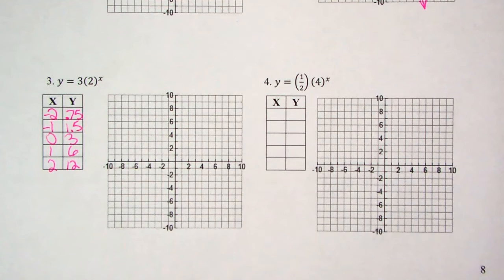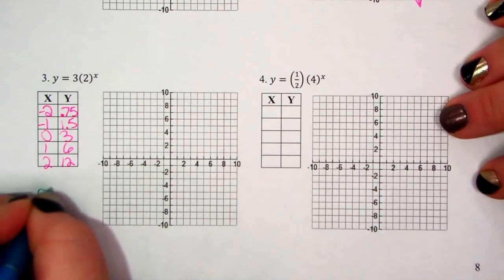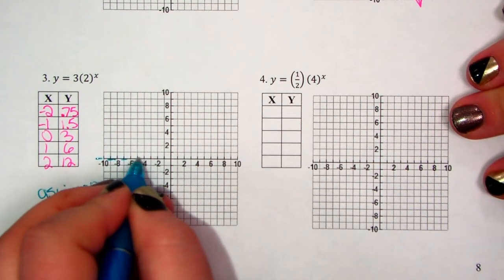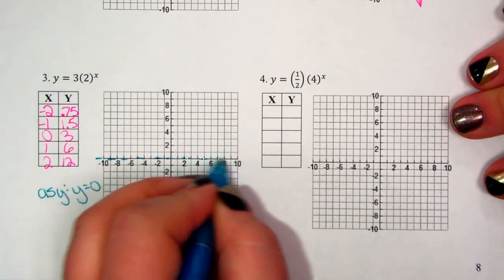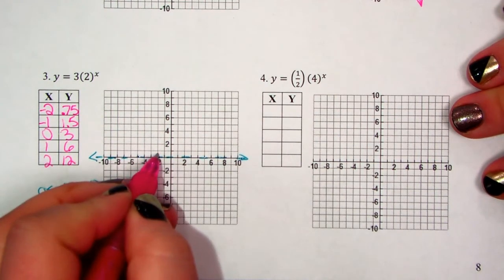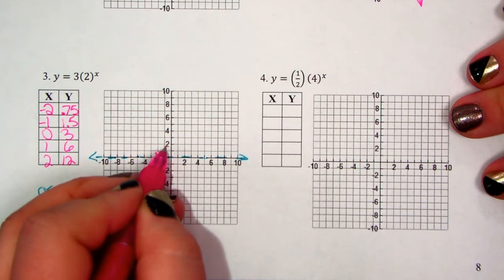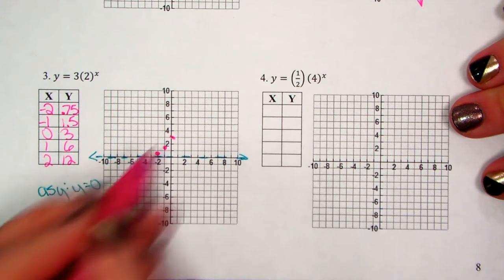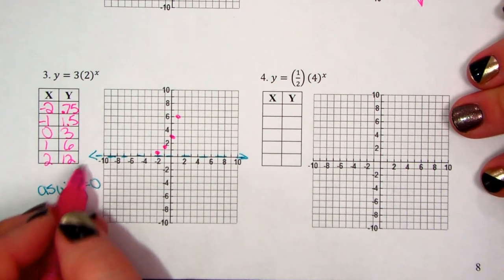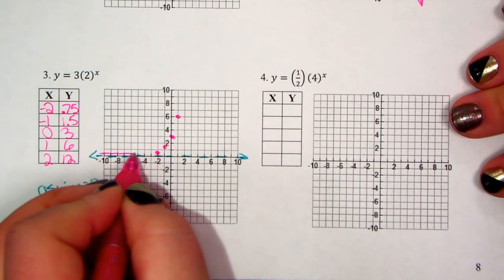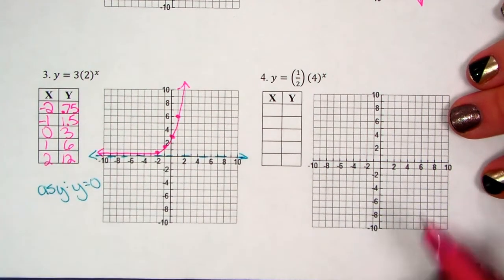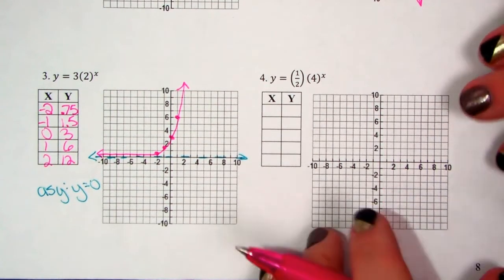Now we're going to draw in our asymptote. So we have -2 and 0.75, -1, 1.5, 0 and 3, 1 and 6, and 2 and 12 doesn't fit, so we don't plot it. Our line is going to go along the asymptote, never touching or crossing. And there's our graph. Last one.